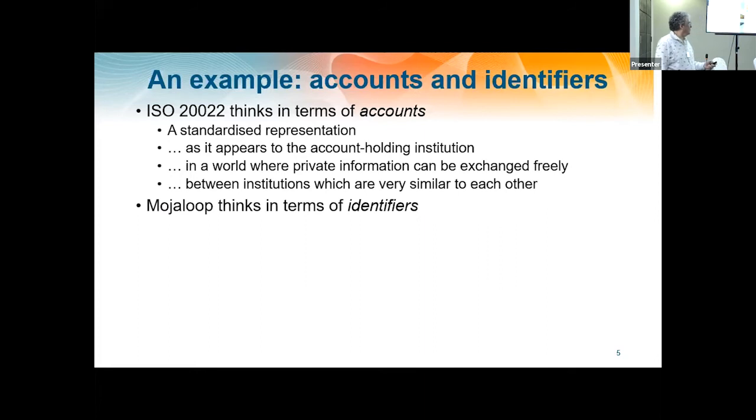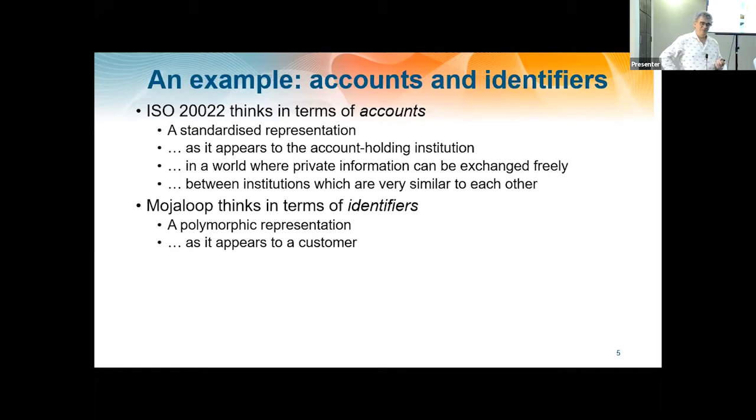So when we come to identify where payments are going to and where they're coming from, we think in terms of identifiers. An identifier is a polymorphic representation, i.e. we have lots of different kinds of identifiers that we support. It's something as it appears to a customer, something that a customer knows about another customer. It might be, as you say, an international national identification number. It might be a mobile phone number. It might be an alias that's set up. It might be a merchant ID that's set up.